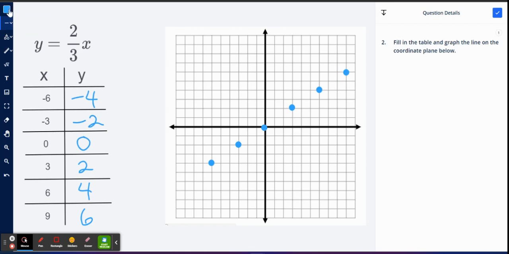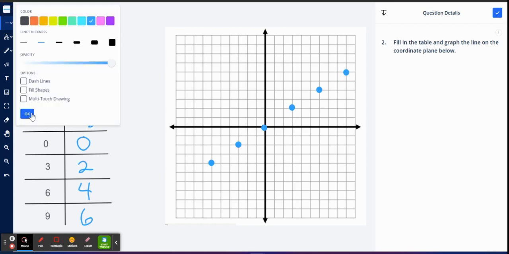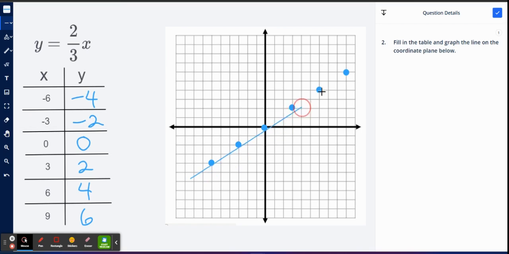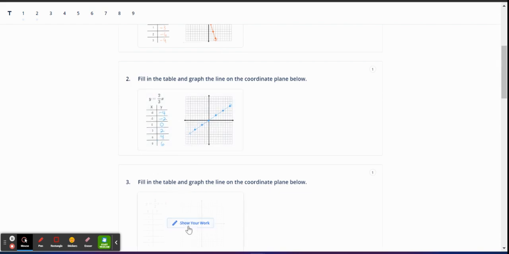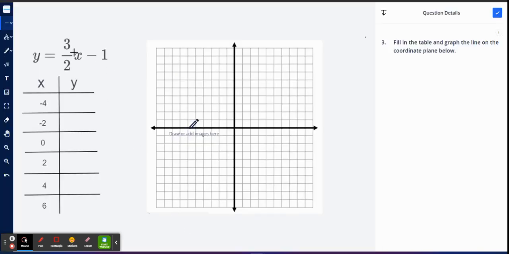Change to a line. Adjust the thickness. Connect the points. There. Arrows. Boom. And again, this line is increasing. It's going up and right. So this function is increasing as opposed to the last one, which was decreasing. All right, next one. 3/2 x minus 1.